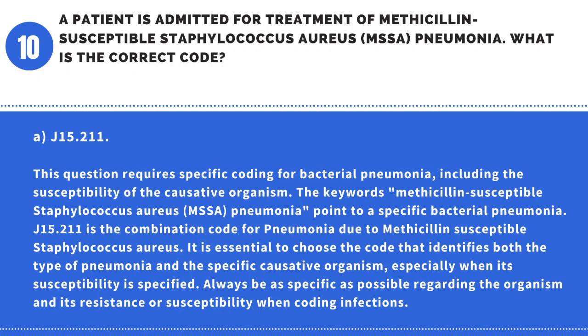J15.211. This question requires specific coding for bacterial pneumonia, including the susceptibility of the causative organism. The keywords methicillin-susceptible Staphylococcus aureus, MSSA, pneumonia point to a specific bacterial pneumonia. J15.211 is the combination code for pneumonia due to methicillin-susceptible Staphylococcus aureus. It is essential to choose the code that identifies both the type of pneumonia and the specific causative organism, especially when its susceptibility is specified. Always be as specific as possible regarding the organism and its resistance or susceptibility when coding infections.